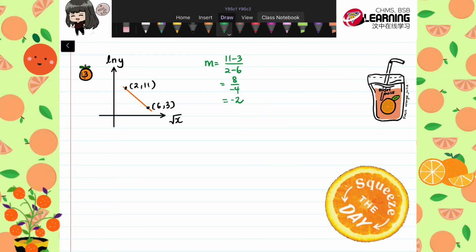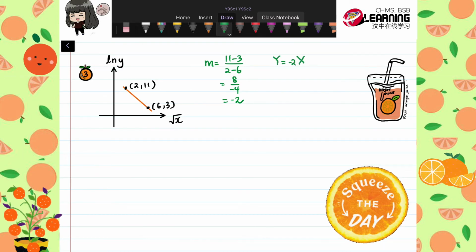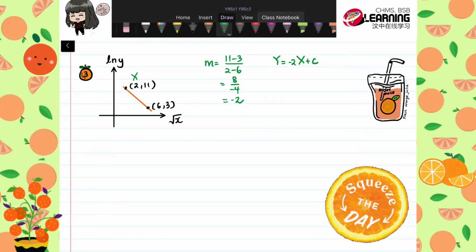So my m is negative 2 and my c is not given. You are not given c there. So y equals negative 2 big X plus c. So I sub in any of the points here. This is your big X and big Y. So I chose (2, 11).